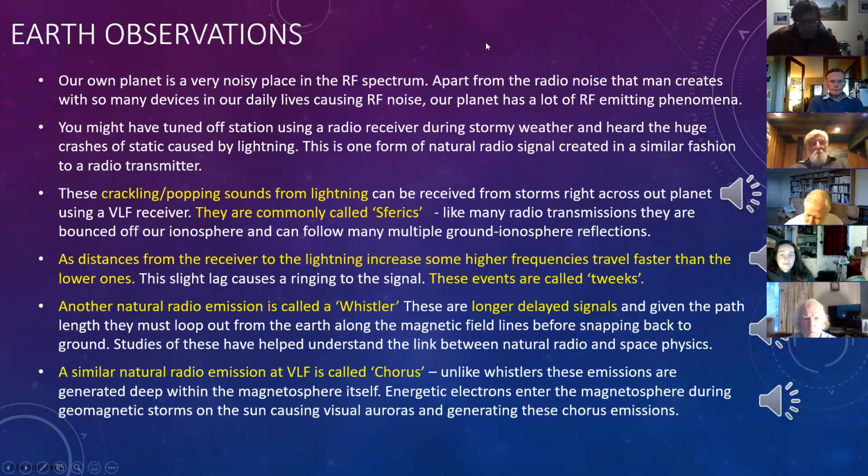Okay, so what about our own planet then? We look at space, but what about on the ground here? Well, there is a ton of radio astronomy you can do with very simple receivers and very simple antennas. Our own planet is a really noisy place in the RF spectrum, apart from all of the radio noise that we're generating. And some of the stuff that we generate actually has an impact on radio astronomy. We have a ton of RF emitters: television, radio, telecommunications, Wi-Fi, mobile phones.